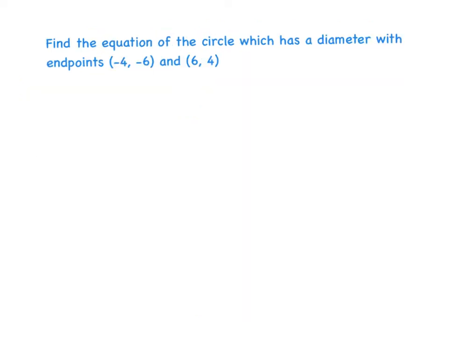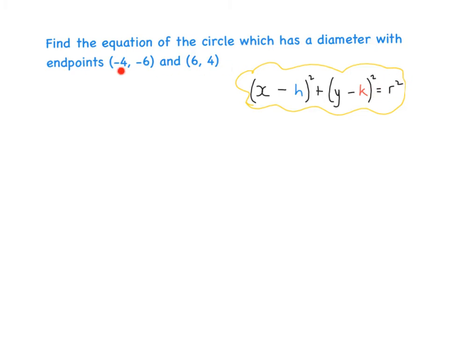Okay, so here we're asked to find the equation of the circle which has a diameter with the following endpoints. So the first thing we're going to do is obviously write down our formula for the equation of the circle. Okay, so we know with this formula that we need to have a center which is h comma k, and we need to obviously know the radius. So what could we do here? We know the two endpoints, so we could find the center of the circle. If that's the endpoints of the diameter, well then we could use just our midpoint formula.